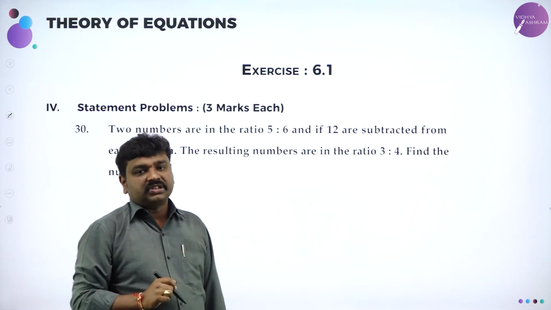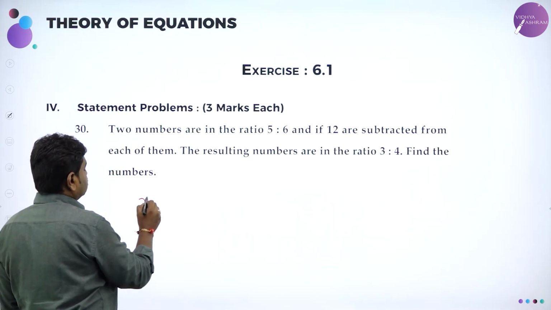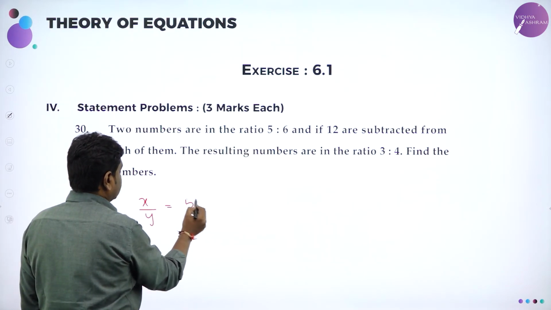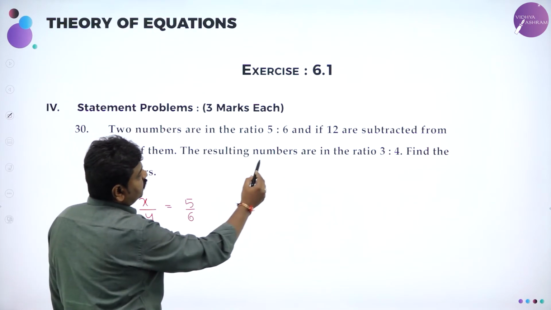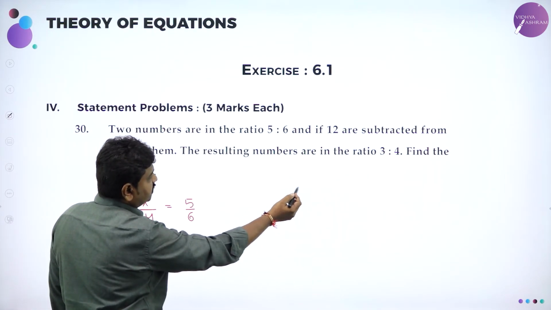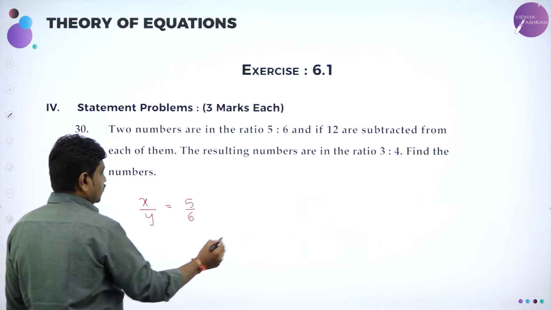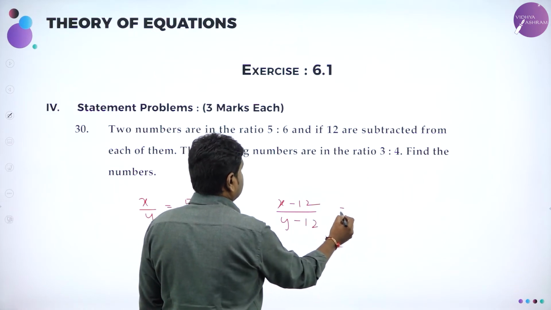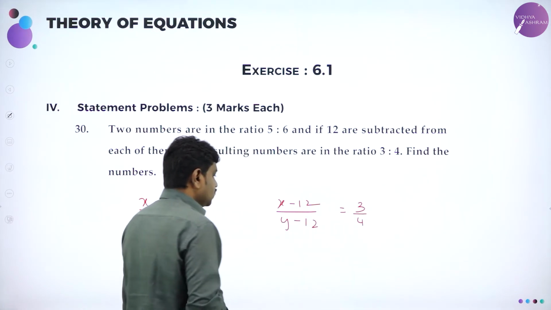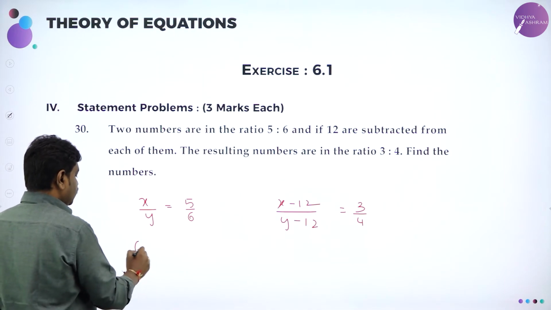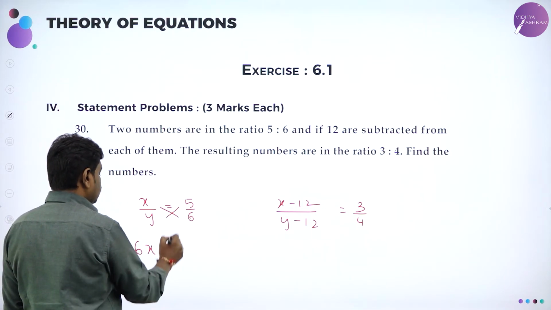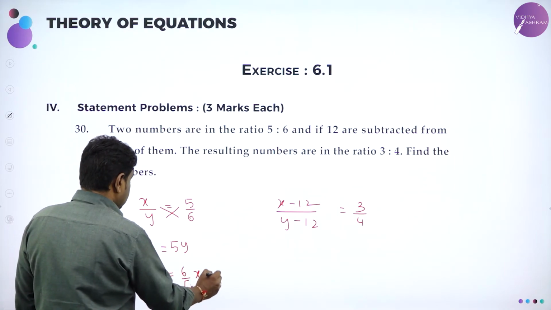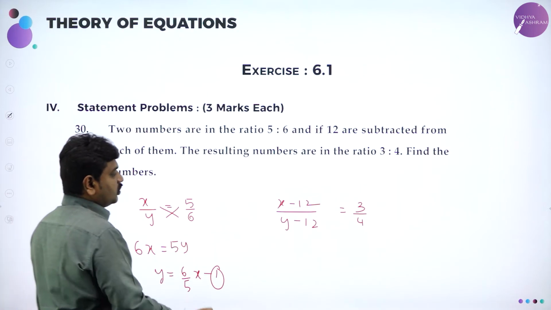Let us start with question number 30. Two numbers are in the ratio 5:6. So x by y is 5/6. If 12 is subtracted from each of them, the resulting ratio is 3:4. So 12 is subtracted from each of them means x minus 12 and y minus 12. If I do, I'll get the resulting ratio 3/4. See, from the first case, if you cross multiply, 6x is equal to what? 5y. Or y is what? 6/5 x. So call it 1. Now substitute 1 in 2.